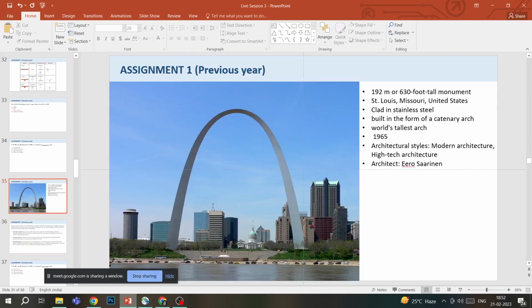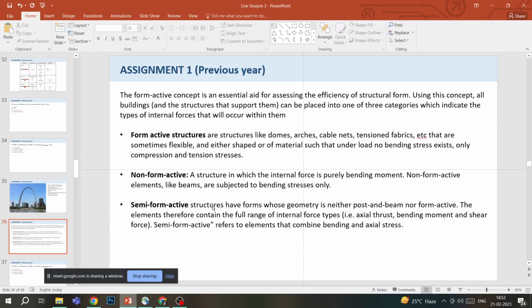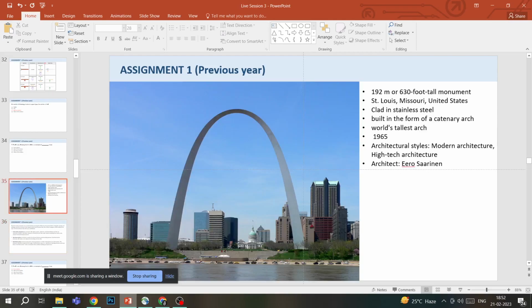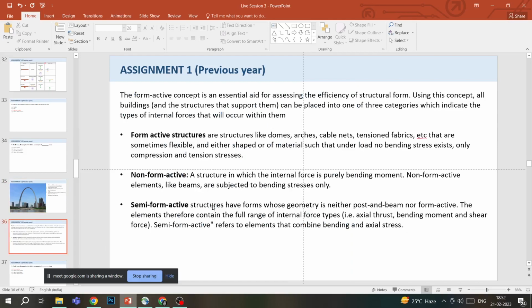Now looking back again at this monument, the St. Louis Gateway Arch, you can see that it's an arch. And we just learned that form active structures have only compression and tension stresses happening to them, and no bending forces, and the elements available are domes, arches and other things. So it's quite evident that this structure would be a form active structure.